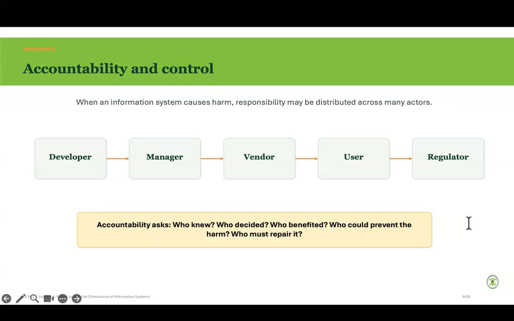Who is responsible? Who had the authority to prevent the problem? And who has the duty to correct the problem? So when we are talking about accountability, it is not only about identifying who caused the error. That's not what we are concerned about. It is also about determining who had knowledge, determining who had authority, and the capacity to prevent or correct the harm. And so a responsible organization defines these issues in advance.